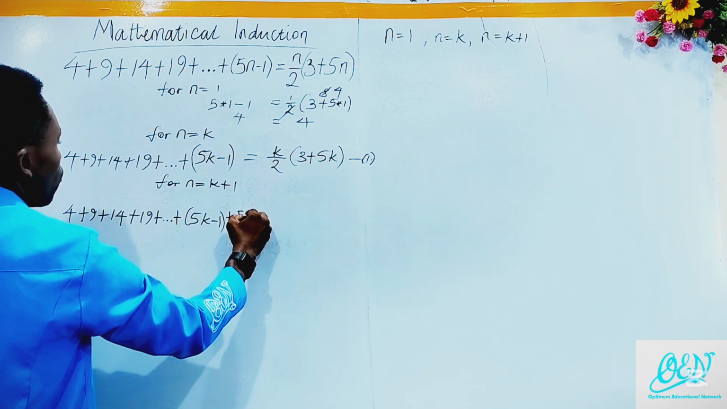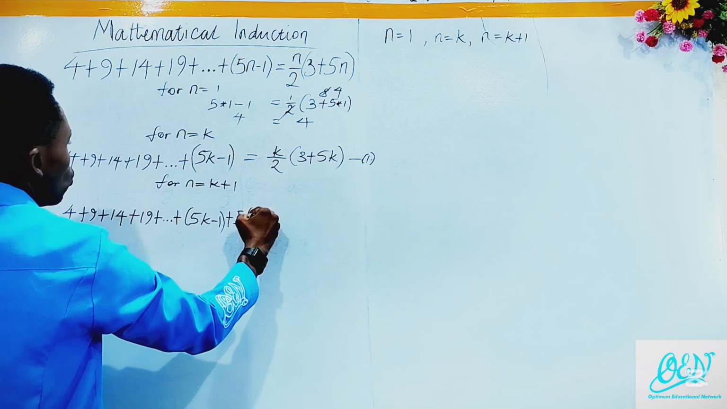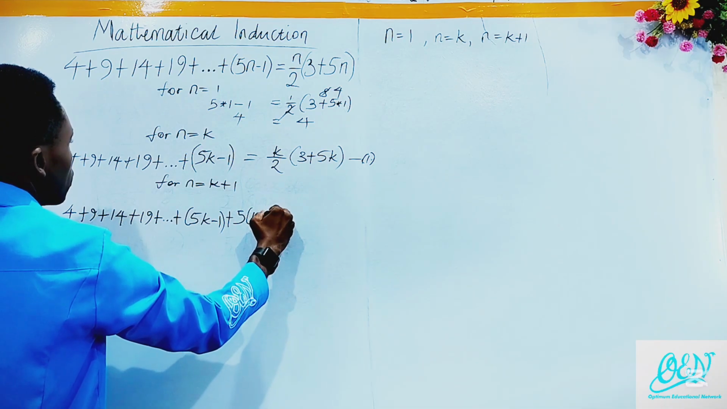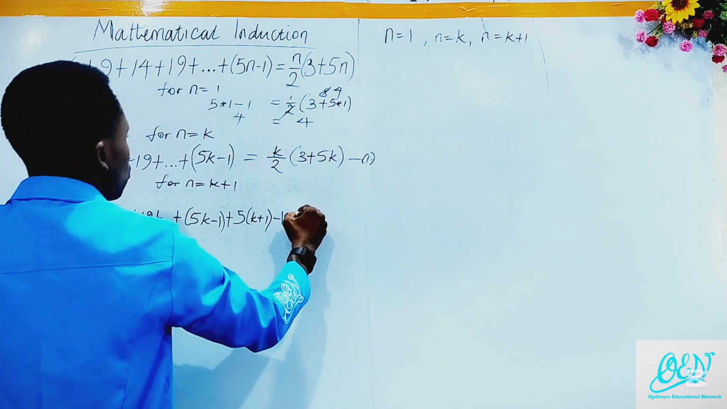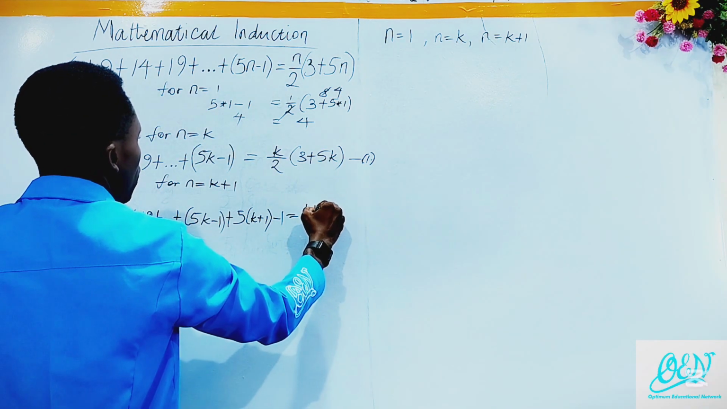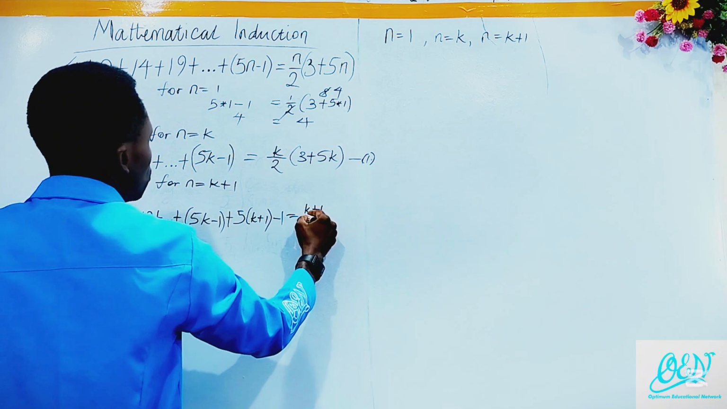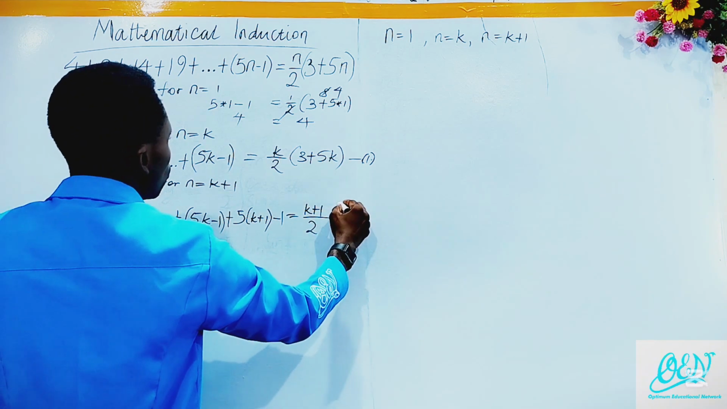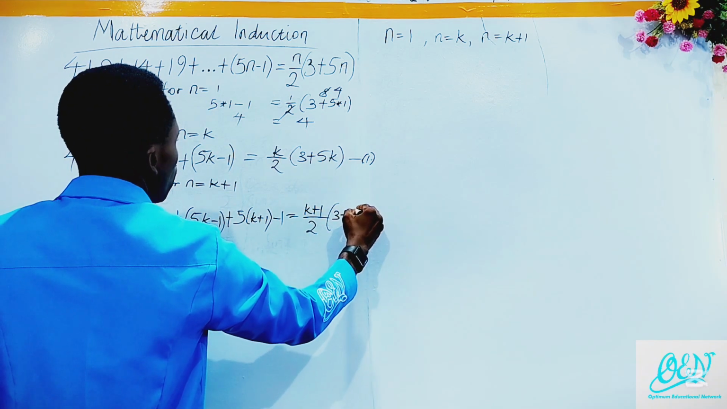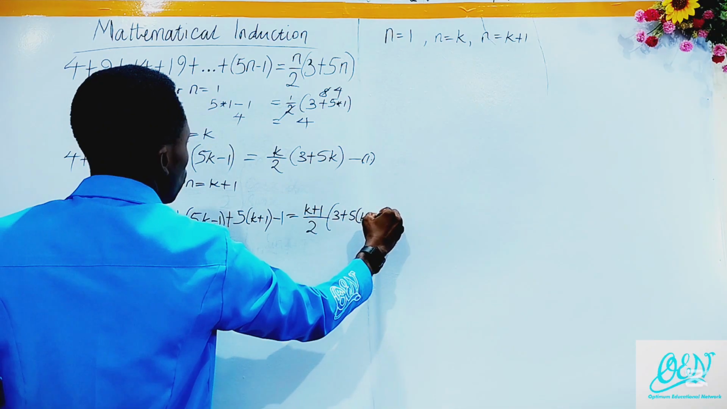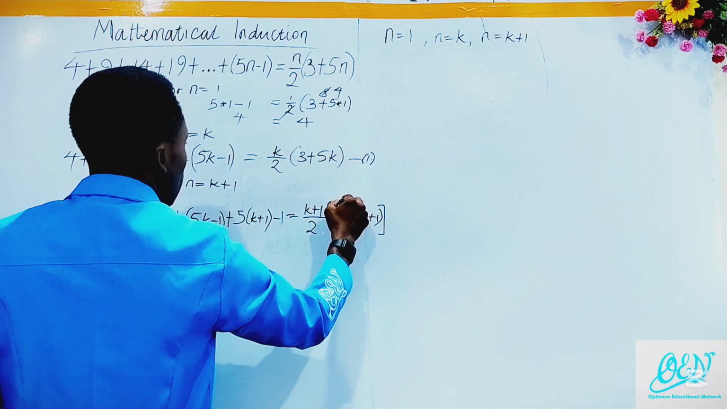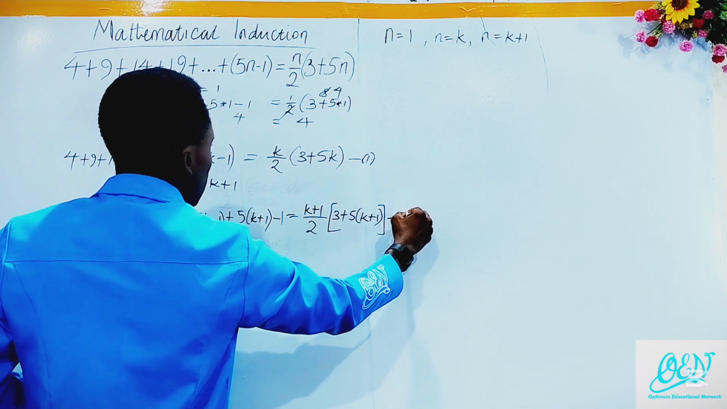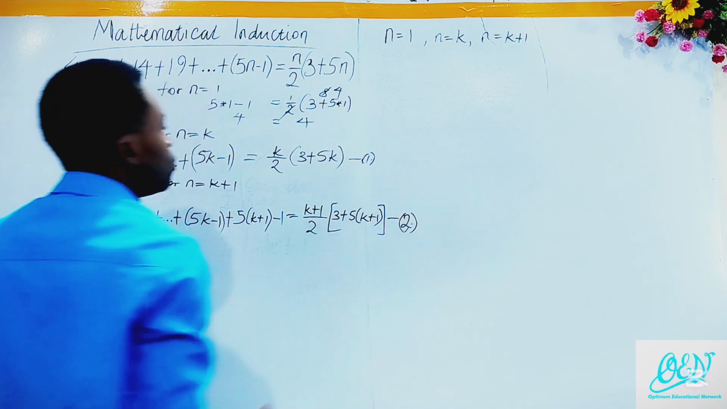Now this is 5 into k plus 1 minus 1. This will be equal to k plus 1, which is n, divided by 2, 3 plus 5 into k plus 1. Now this is equation 2.